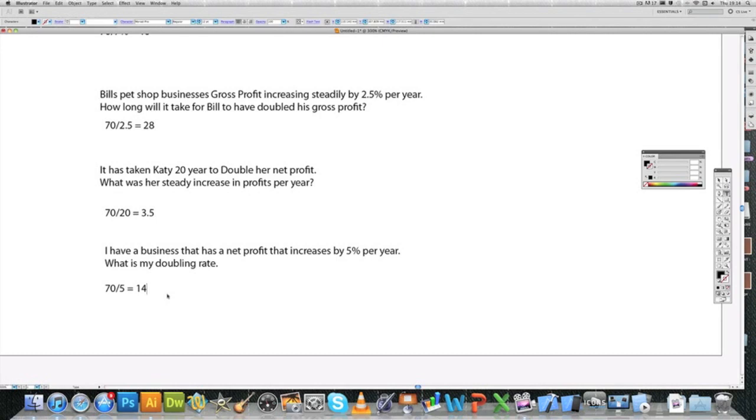Now, whatever my net profit is, that could be quite good. It could be terrible. If I'm only making 10,000 on my net profit, and it takes me 14 years to double that, then I'm probably not doing too well. If my company's worth a couple of billion pounds, then I've done pretty well to double it in 14 years.